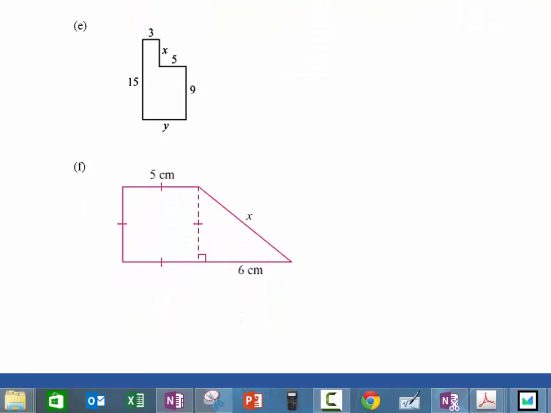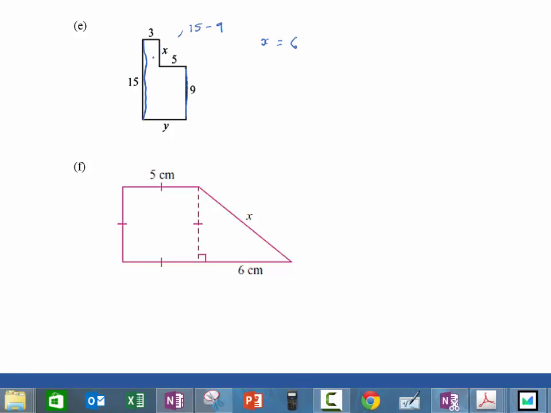Having a look at my next one, some more types of composite shapes, and this time almost like 2 rectangles placed together, and we need to find these sides. So I need to find x, so this side here. I need to be aware that 9 plus x must be equal to 15. So to find x, I'm just doing 15 take away 9, so I get the value of x being 6.